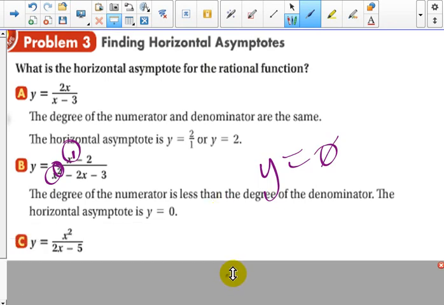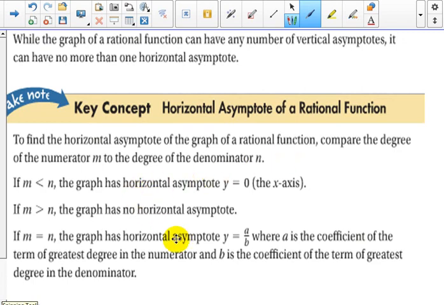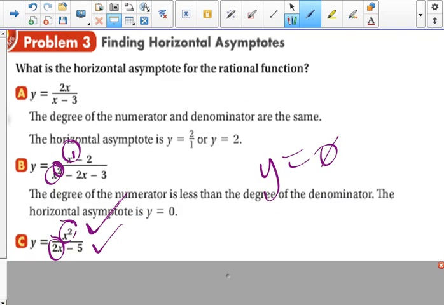And the last one, we're going to look at our powers again. Our highest power here is 2. The bottom one is 1. The numerator power is greater than the denominator power. So what did we say when it's greater? There's no horizontal asymptote. So there's no asymptote on the third one.